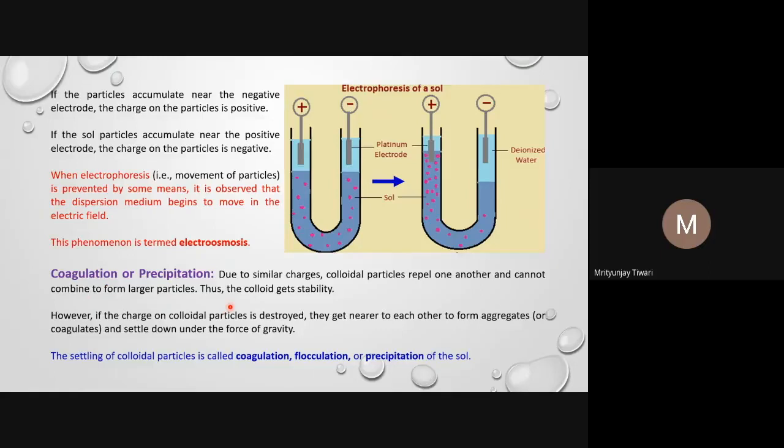Then we show coagulation or the precipitation of the colloidal particles. As we know, the colloidal particles carry a certain charge. If by certain means we destroy that charge or remove that charge, the colloidal particles get settled, they get precipitated, and this process is called coagulation or flocculation or precipitation of the sol or the colloidal particle.